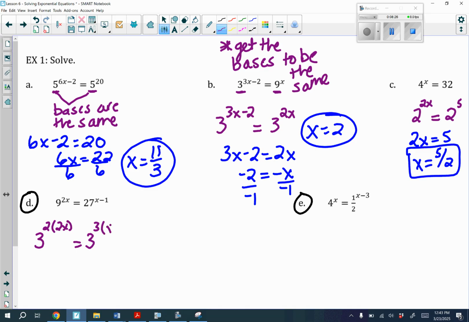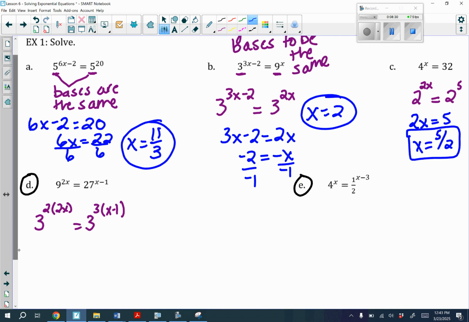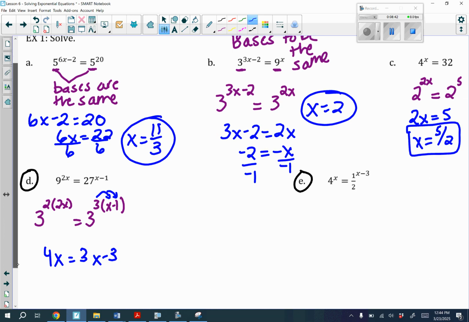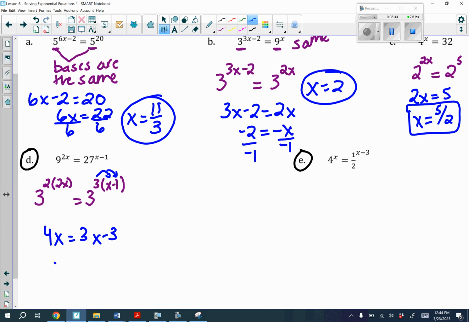And then I have this x minus 1. Now that my bases are exactly the same, I go ahead and multiply. So I have 2 times 2x, that gives me 4x. And I'm going to distribute this 3 to the x and minus 1. So I actually get 3x minus 3. Now solving, I move that 3x over, so I get x equals negative 3, and that's going to be my answer. Now, there is a possibility where you had your bases as 9.